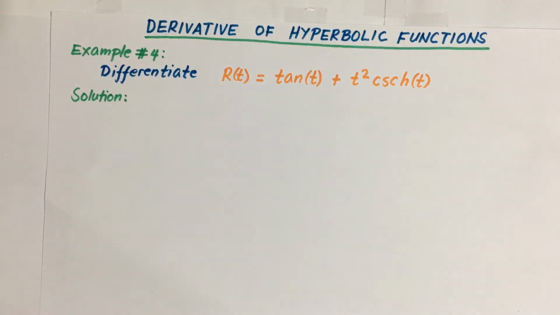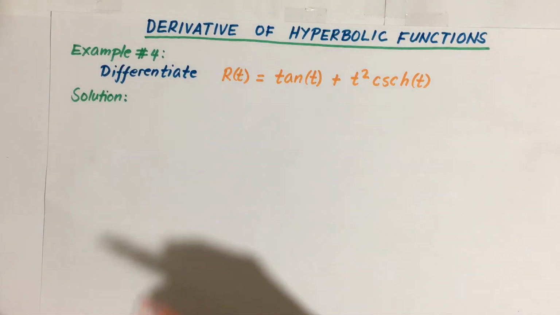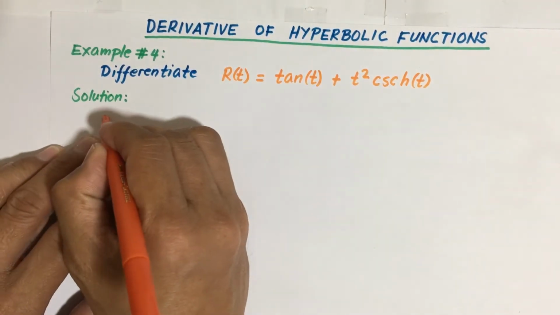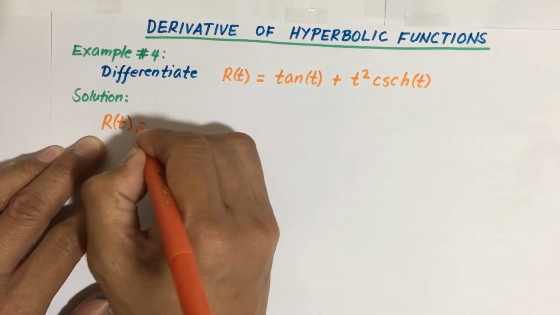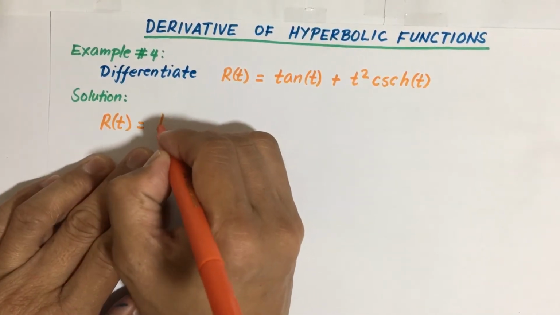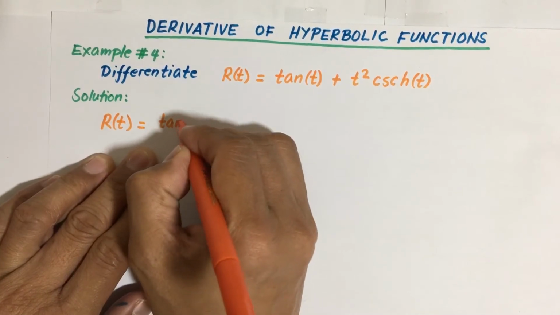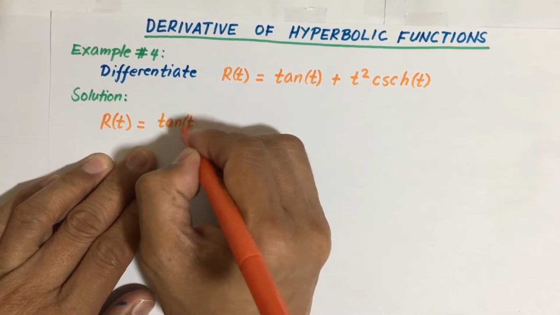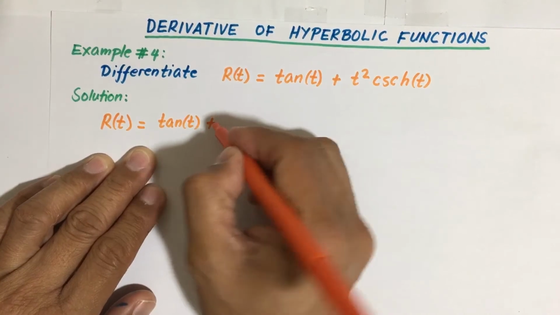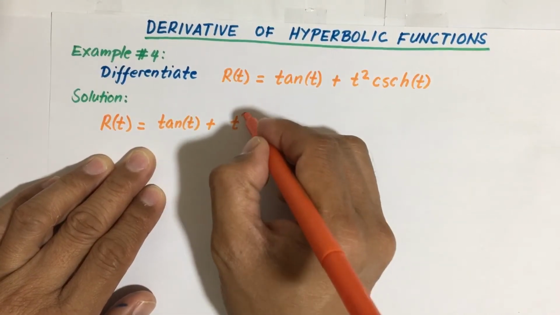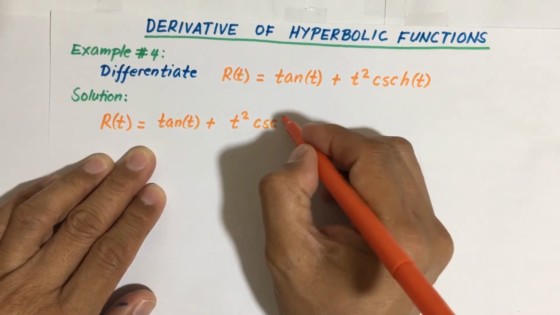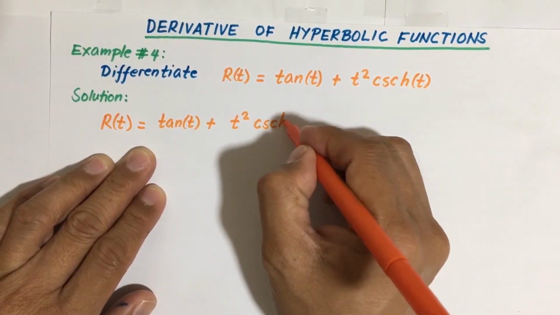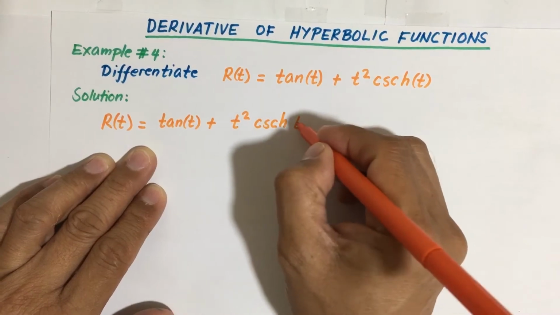We have to copy the given. So we're given r of t equal to tangent of t, then plus t squared times the hyperbolic cosecant of t.